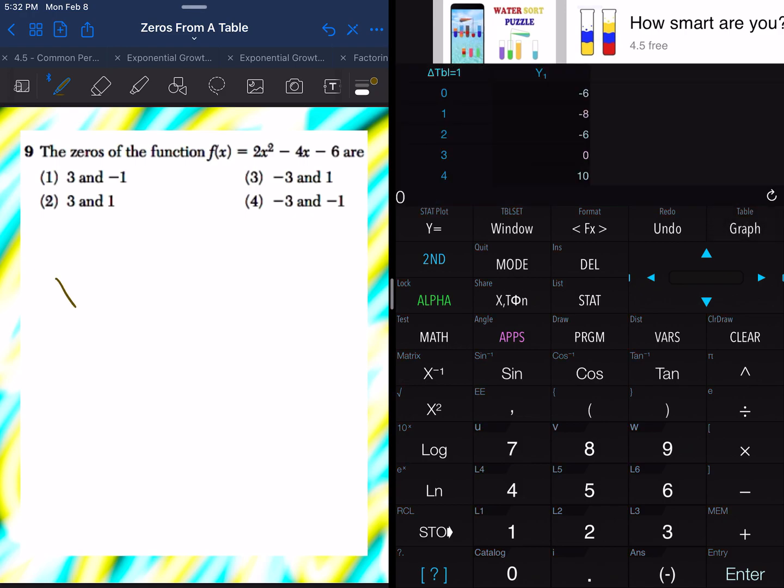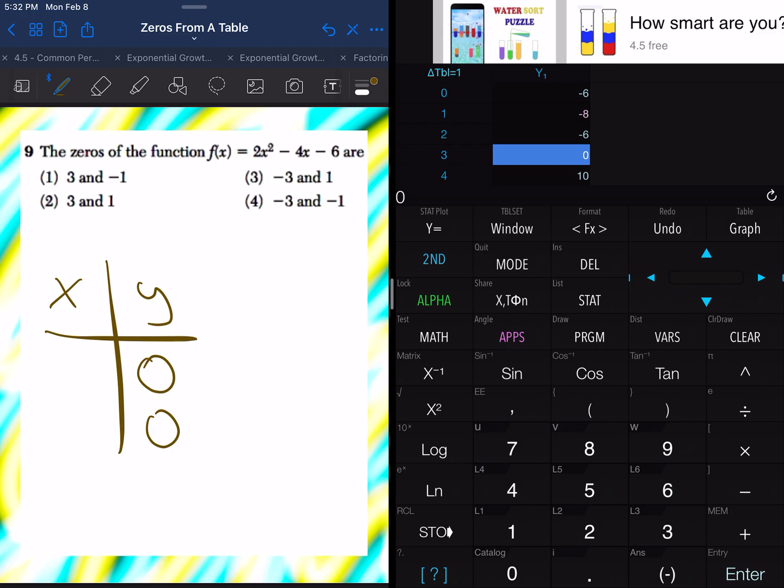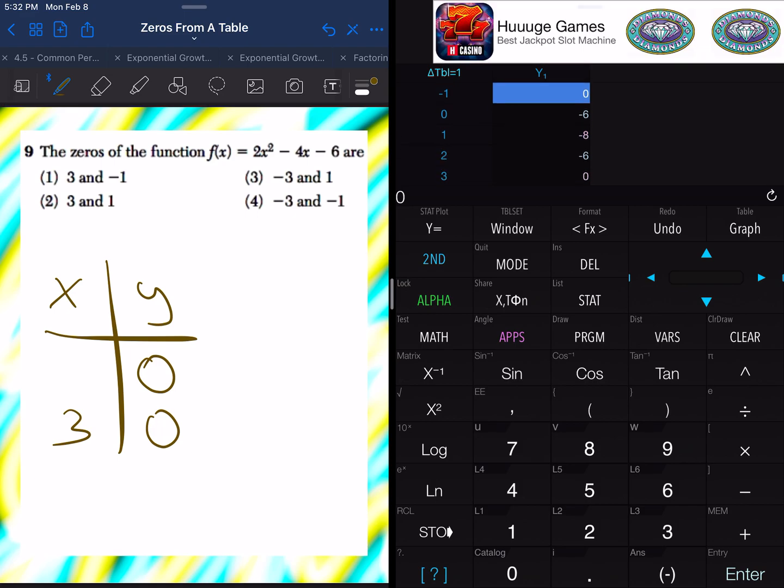Here's what I got, x and y. Looking for where y is 0. I see one right away at positive 3. And when I scroll up, I see the other one, on the same screen there, is at negative 1. So positive 3 and negative 1, you just got to choose carefully. And I get choice 1.